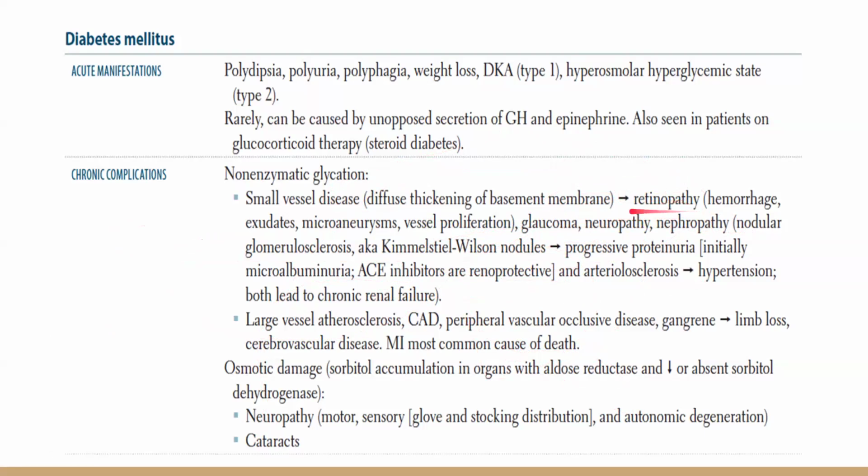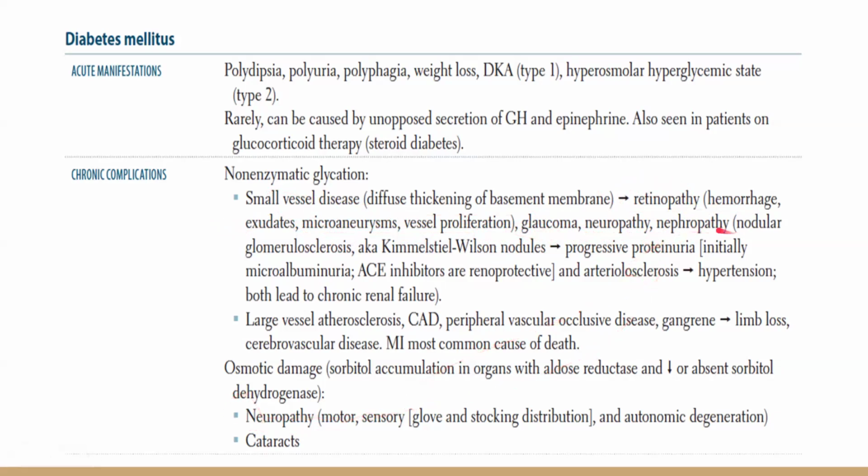One of the more important ones, which we will take again in second year, second semester, is retinopathy. The retina is related to the eye. There are very small vessels here. There's hemorrhaging, exudates, microaneurysms, which is basically really small blood vessels bursting. That's called a microaneurysm. Vessel proliferation. Any of these things happening cause an increase in pressure behind the eye. This is called glaucoma.